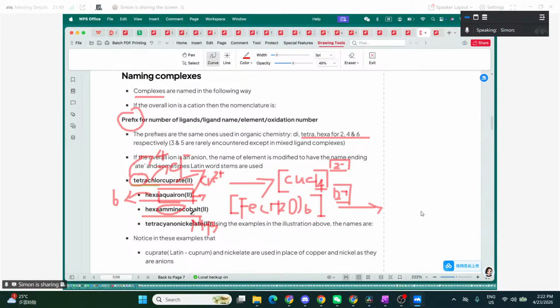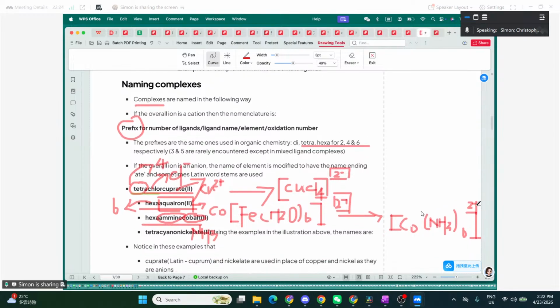So the cobalt is what? Co2 plus. So here's the bracket with Co, and here's the ammonia. Ammonia is 6, and the charge is what? 2 plus. Okay, no problem. Understand now?